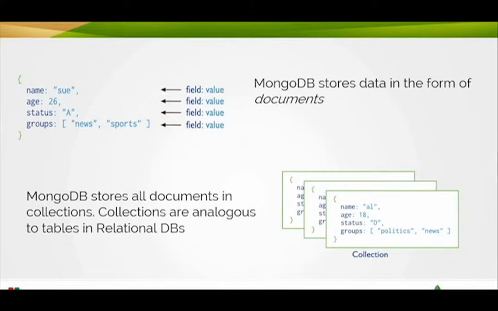MongoDB stores all documents in collections. Collections are logical groups of documents. You can relate them with tables in relational databases. So if you relate them that way, then collections would be tables and documents would be records, and each entity within a document would be a field. Collections can be a group of users, a group of letters, a group of anything that can be logically grouped together.